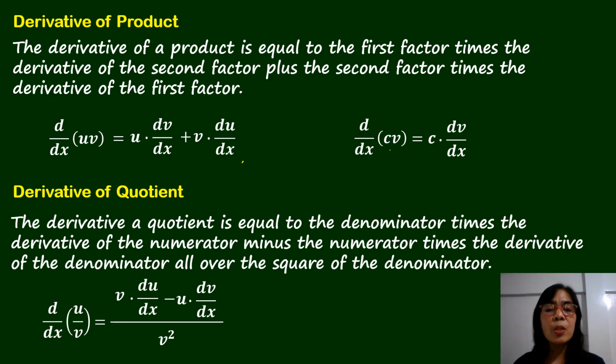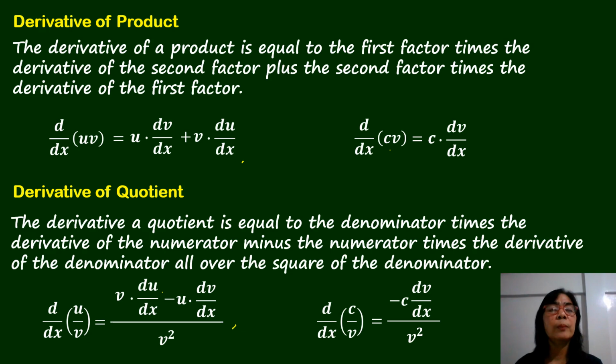Now, in cases where you have a fraction or you're taking the derivative of a quotient where the numerator is a constant, notice that in this original formula, the factor derivative of the numerator, which is a constant, becomes 0. So what is left is that the derivative of a quotient with a constant numerator will be equal to the negative of the constant numerator times the derivative of the denominator all over the square of the denominator.